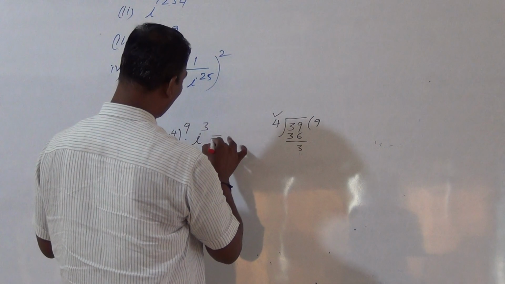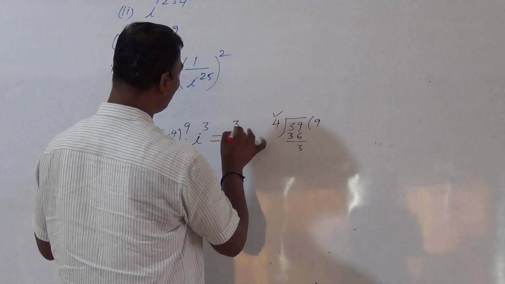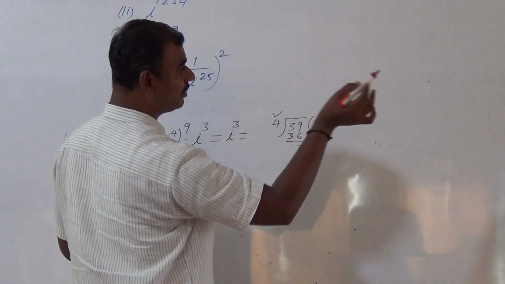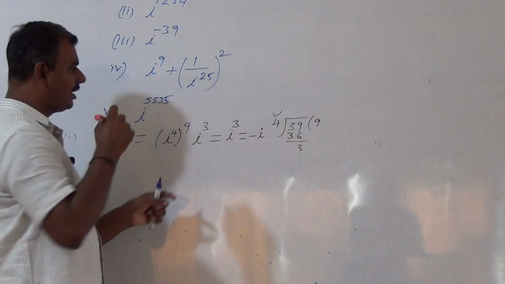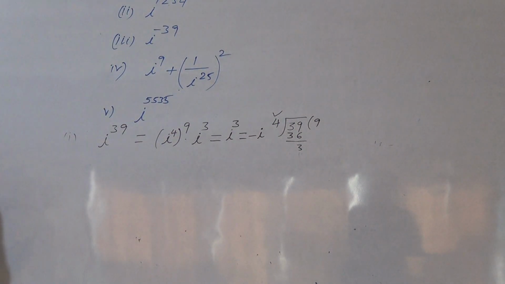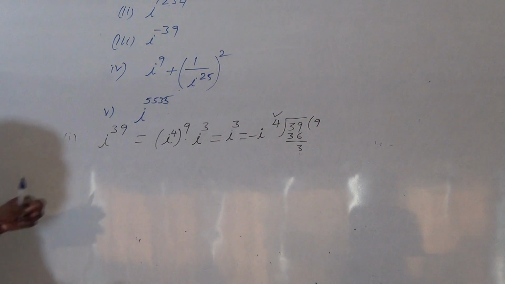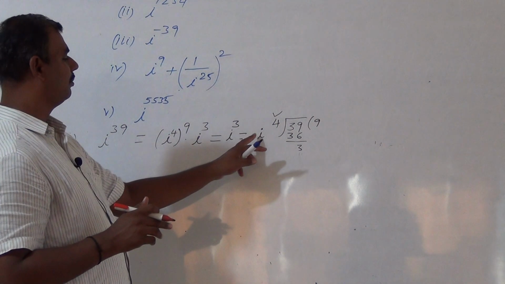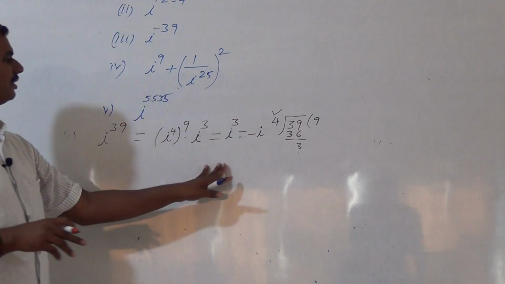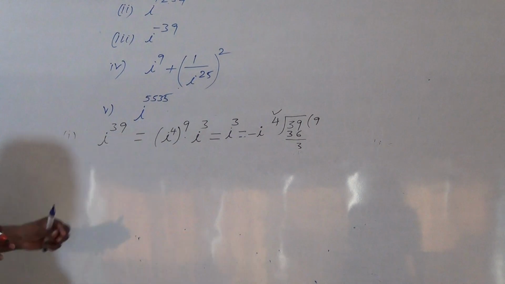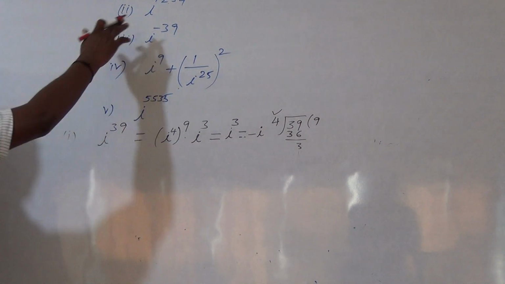Iota raised to 3 is equal to, we know that, minus iota. Is it in a plus iota b form? Yes, it is in the form of a plus iota b. How to write? 0 plus minus 1 into iota. So we can solve the questions very easily using this method. For example, a big number given.